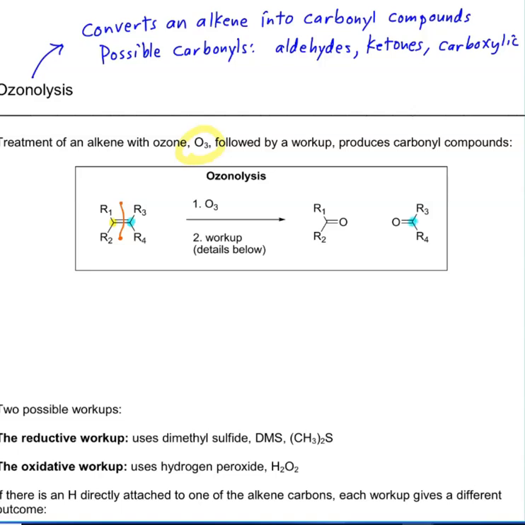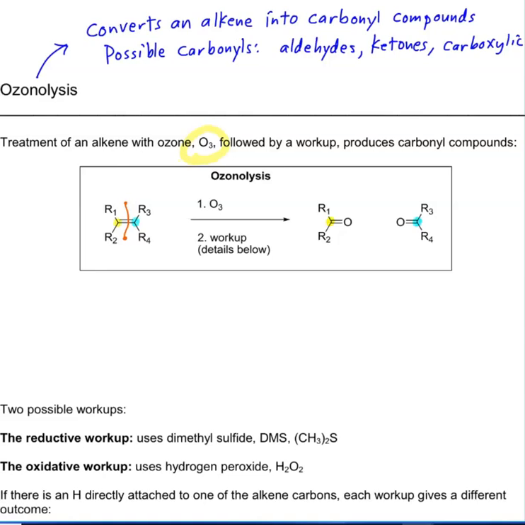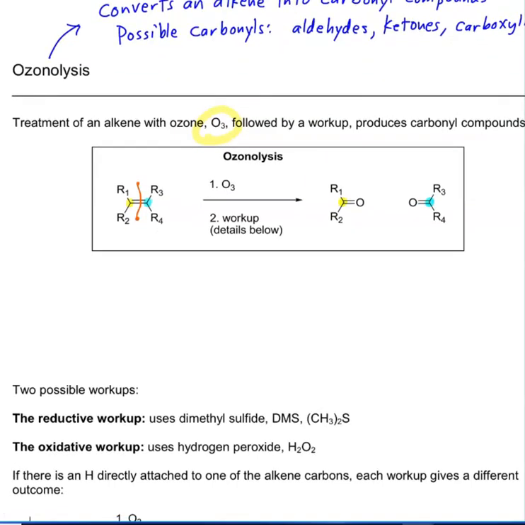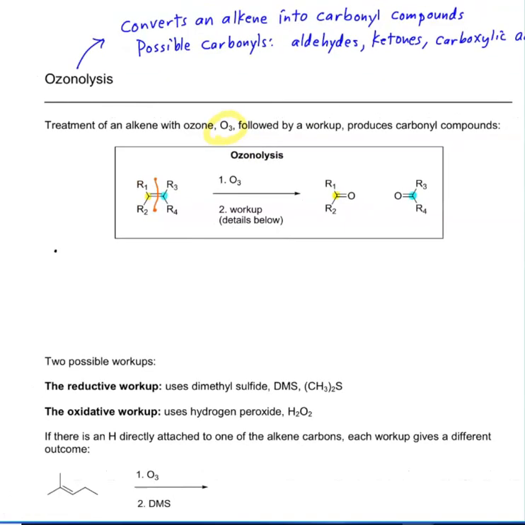So in this instance, these are the two products that we get. Step one is ozone, O3, and step two is a workup. Now these are not aqueous workups necessarily. They're a little bit different than that. But we'll look at the details of that in just a second. Okay, so what's happening in this reaction? First of all, each alkene carbon becomes a carbonyl carbon.